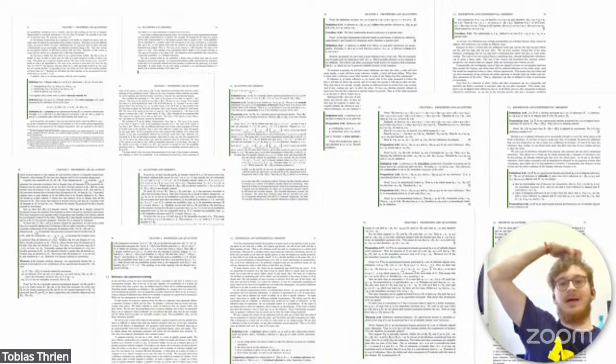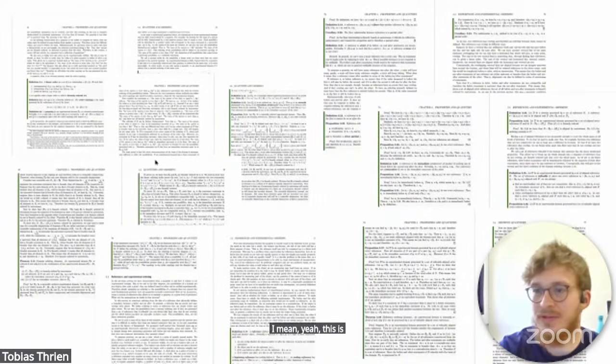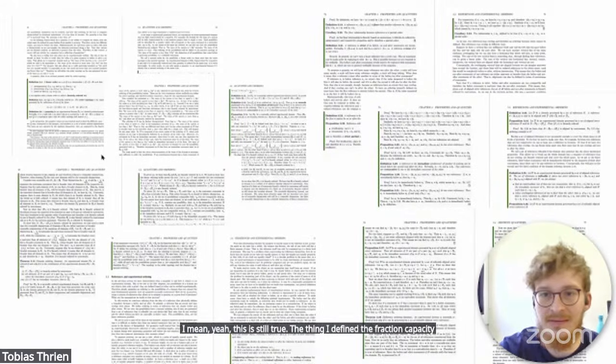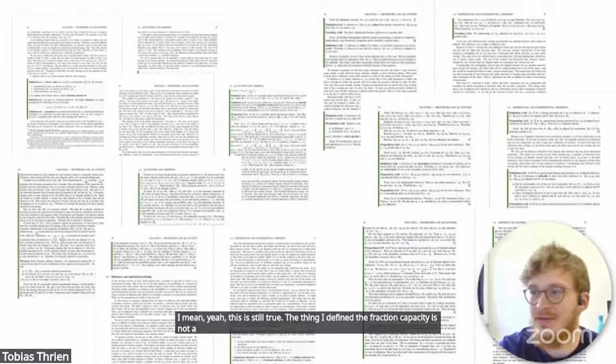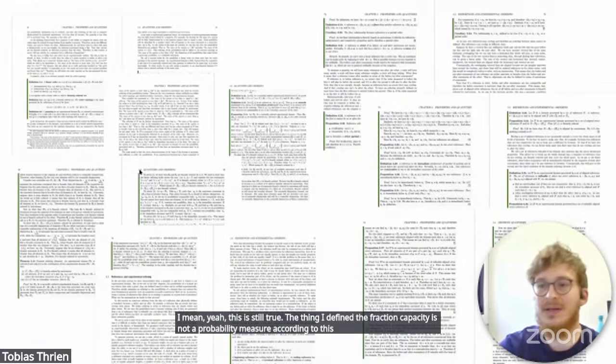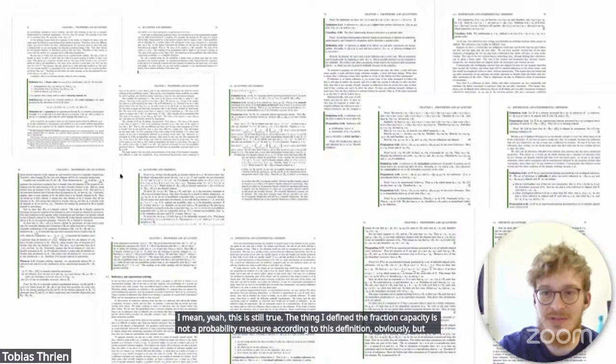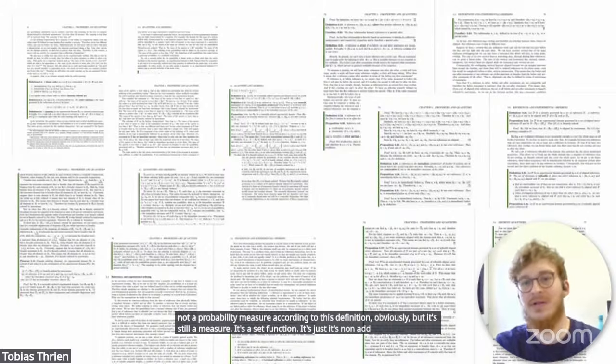Yeah, this is still true. The thing I defined, the fraction capacity, is not a probability measure according to this definition, obviously, but it's still a measure. It's a set function. It's non-additive and so on and so forth.